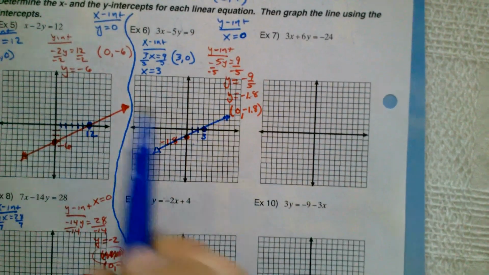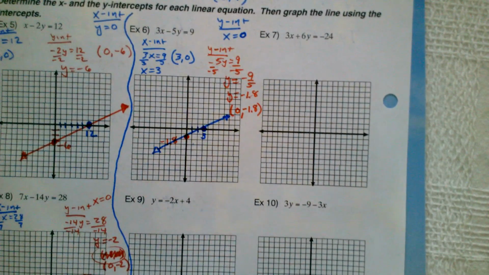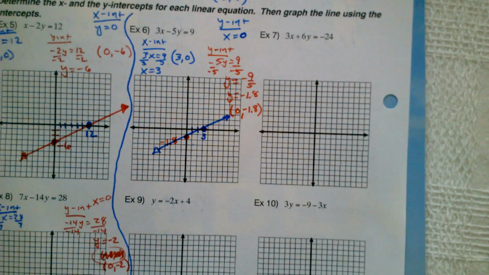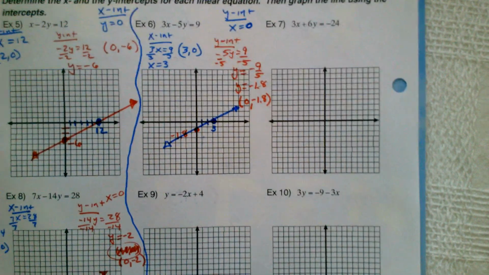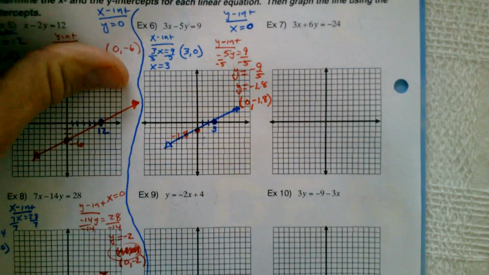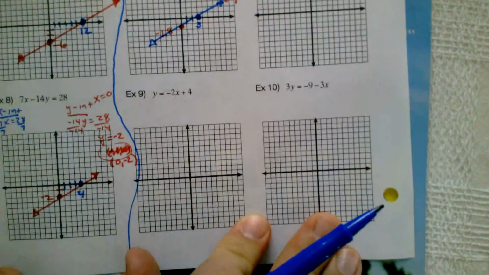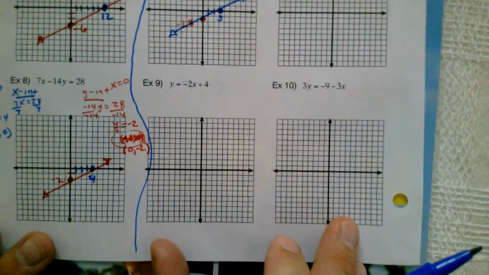Okay. Just a reminder, these are all, so far, been positive slope. All positive slope. Okay. All right. I'm going to take a look at number 9 now. I'm going to skip over 7. I think that one's pretty easy. So let's go to a little trickier one.